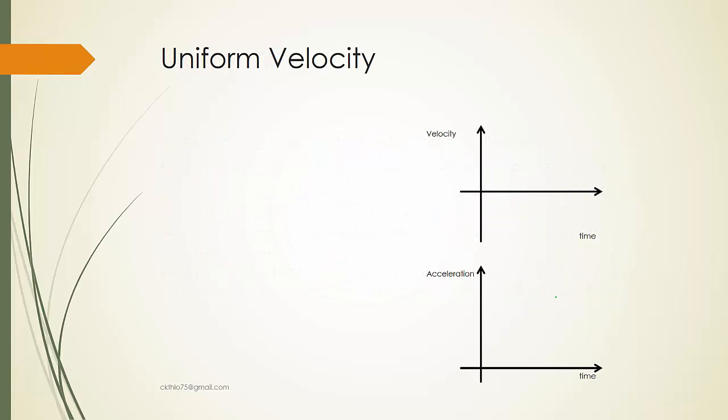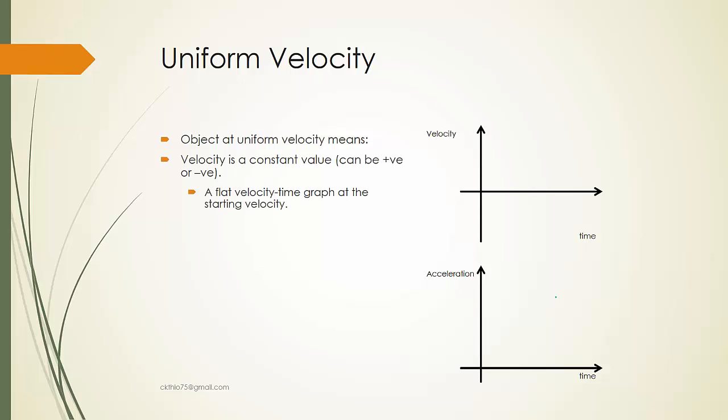Let's move on to uniform velocity. An object moving at uniform velocity means that the velocity is a constant value, so it can be positive or negative. Let's go directly into the velocity-time graph first, because that's the simplest to sketch. It would be positive or it could be negative. In this case, it couldn't be 0, because a 0 velocity flat line we already covered, since it is actually just a stationary object.